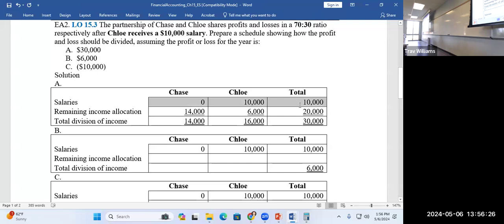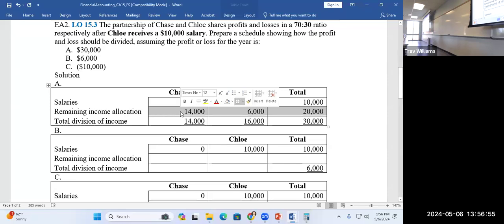Again, step one, we already did. We put in the salaries. Step two, we already did. Put in the total profit or loss. Now what you have to do is figure out what is the total division of income minus the salaries. That'll be your remaining income allocation. You then apply the 70-30 split, and then you total your columns. Go ahead and do that for B and C. Any questions?